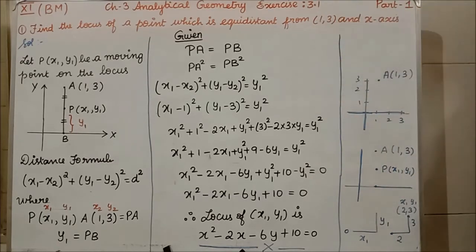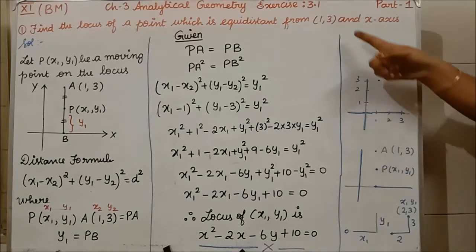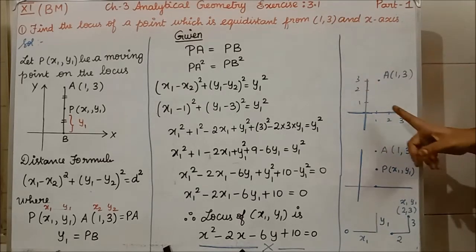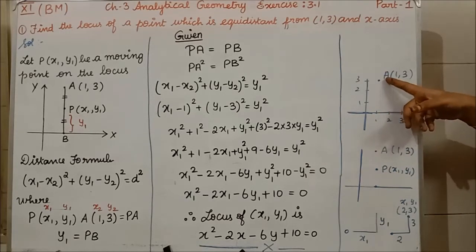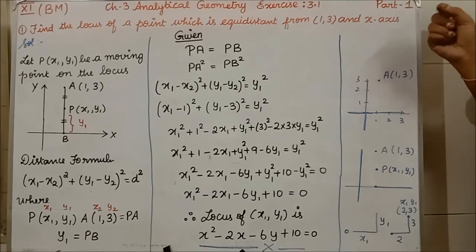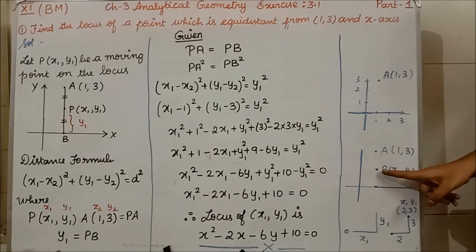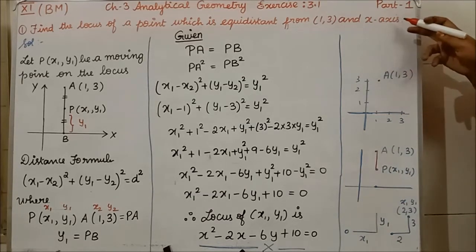See, (1, 3): in the graph, where will you plot it? In the x-axis you will see 1, so from the origin you move to 1, and 3 means y, so you go up here. So (1, 3) is the point here. They are saying the locus of a point should be equidistant, so I am taking the point P(x1, y1). It should be at equal distance from A to P and to the x-axis.